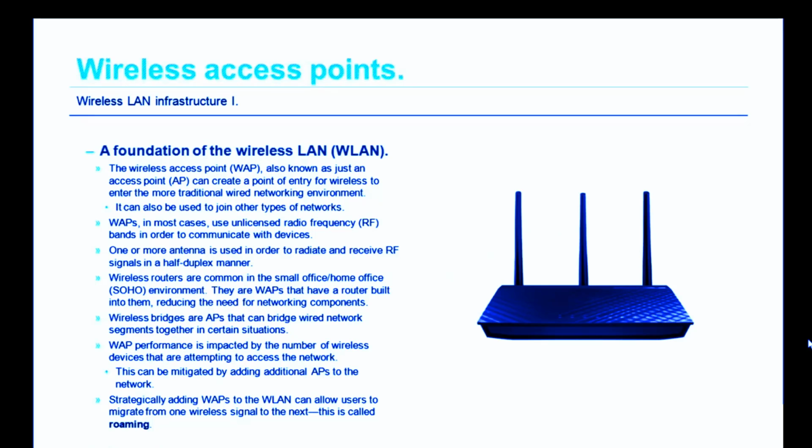Wireless access points in most cases use unlicensed radio frequency bands in order to communicate with devices. One or more antennas are used in order to radiate and receive radio frequency signals in a half-duplex manner. Wireless routers are common in the small office, home office environment.